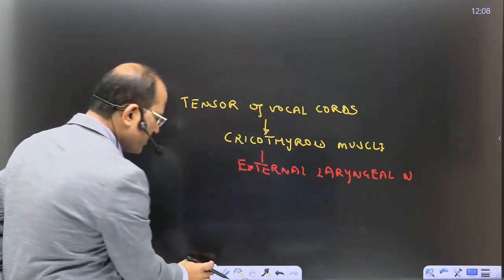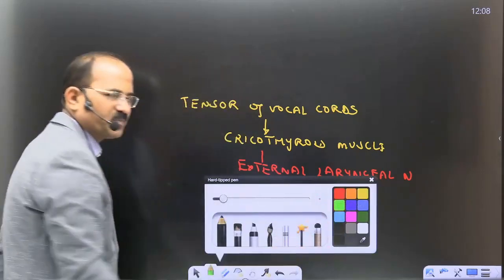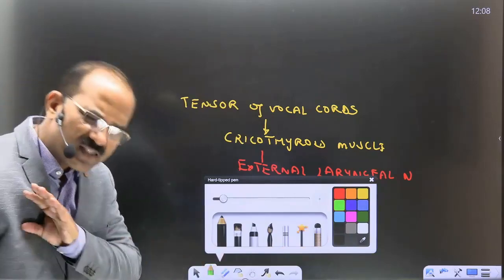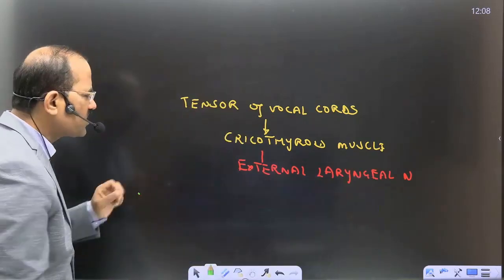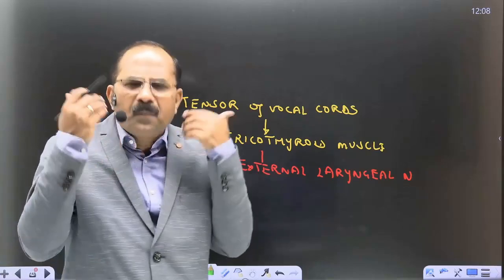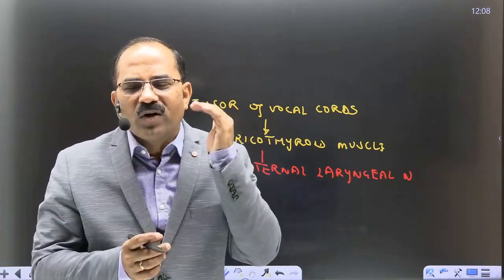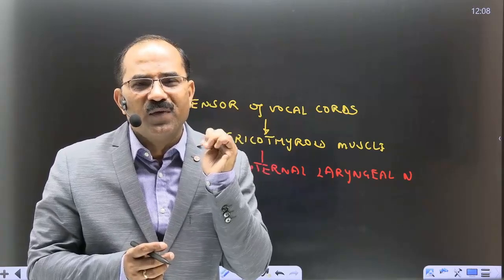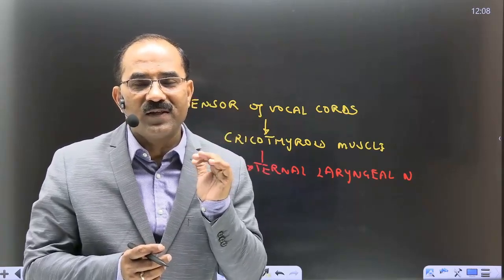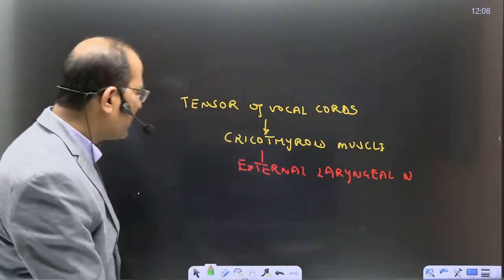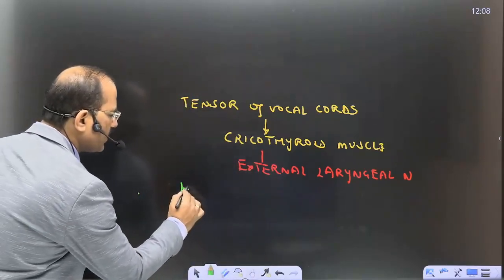Now, students, if this cricothyroid is paralyzed, if this external laryngeal nerve is damaged, cricothyroid is paralyzed, the person doesn't get a pitch to the voice. The person talks in a very low pitched voice. Hey, what's your name? Hey, what's your name? Like that. And this condition is known as huskiness of voice.